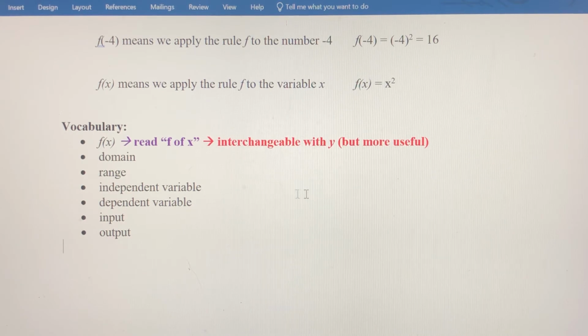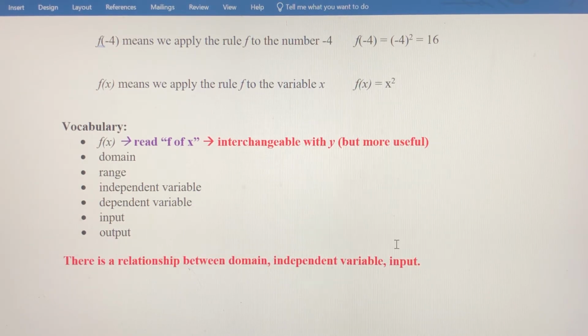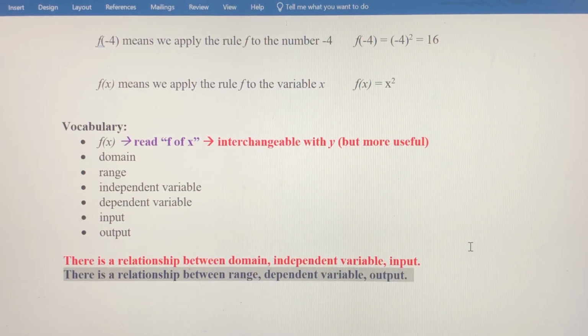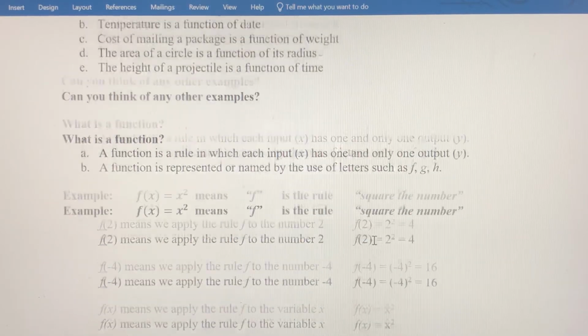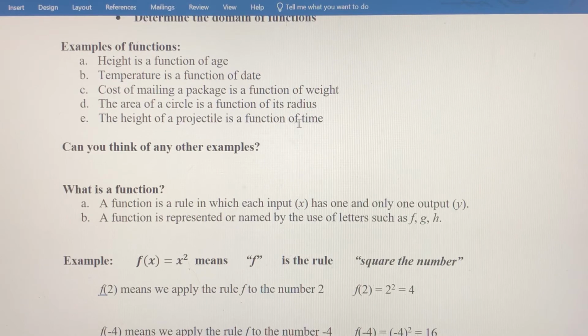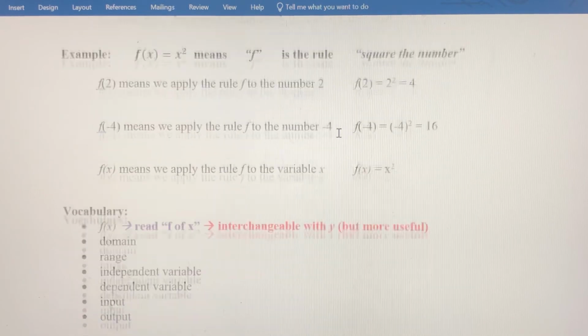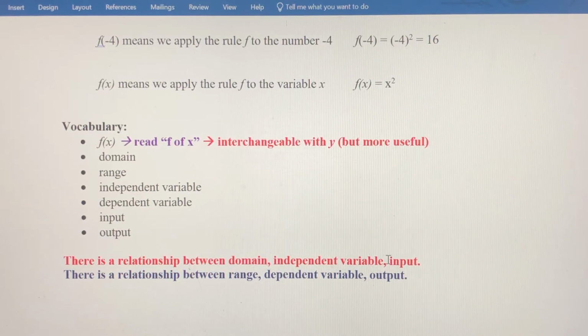Now remember, domain, independent variable, and input, they all have a relationship. We usually think of those as the x variable. The range, dependent variable, and output, we usually think of those as y. But if you're dealing with different functions where you're using different variables like height and time, you're going to need to be aware of which of those variables relates to each of these vocab terms, okay?